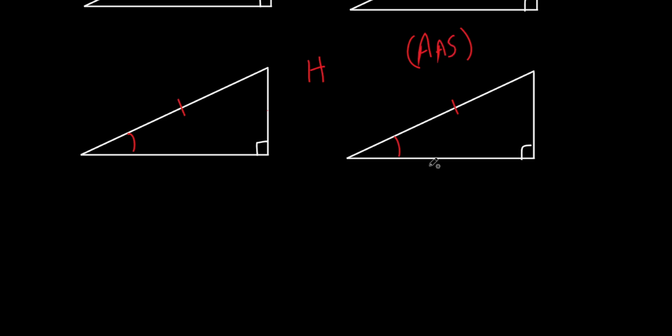We don't have to know all three things. We just have to know it's a right triangle. And if I got a hypotenuse and I have another angle, not the right angle, but one of the other angles, one of the acute angles, then I've got hypotenuse angle. So this is the new one, HA. All right, hypotenuse angle. That's how you would say it. You wouldn't say "ha," you would say hypotenuse angle.